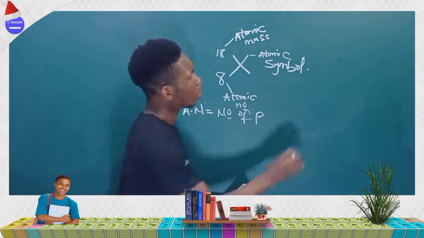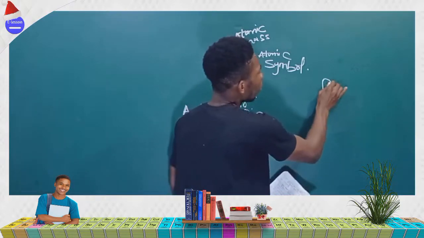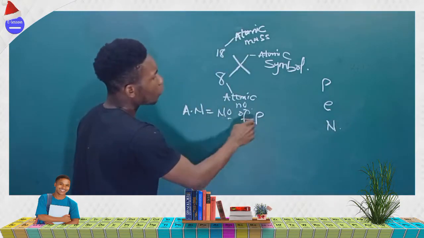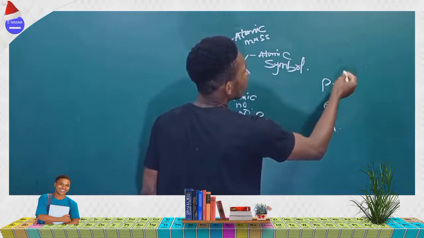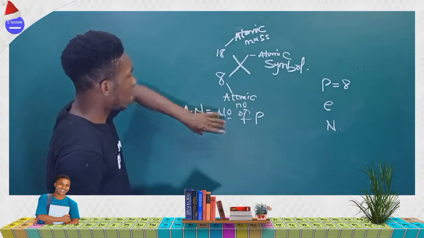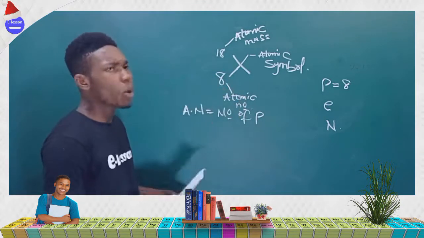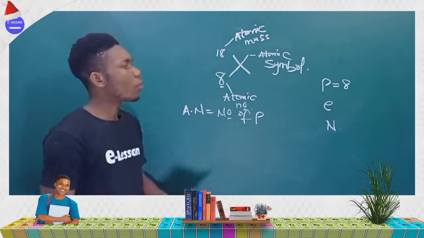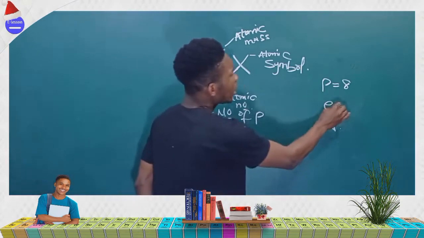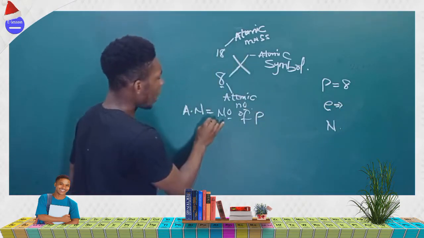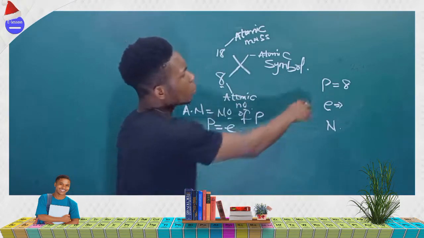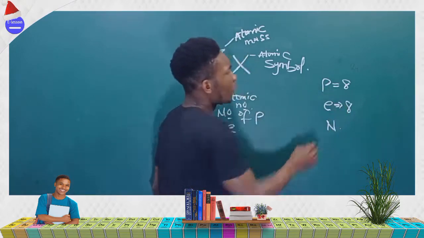In this question, we are looking for the number of protons, number of electrons, and number of neutrons. The number of protons is equal to 8, because the atomic number is equal to the number of protons. Also, for any neutral atom, and this is a neutral atom, the number of protons is equal to the number of electrons. So if the number of protons is 8, automatically the number of electrons is 8.